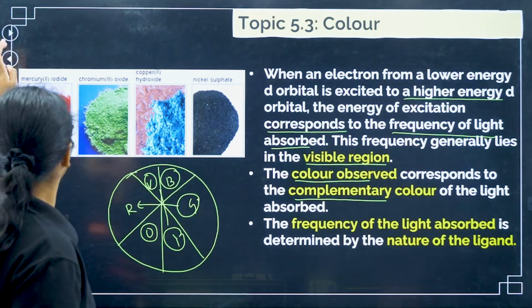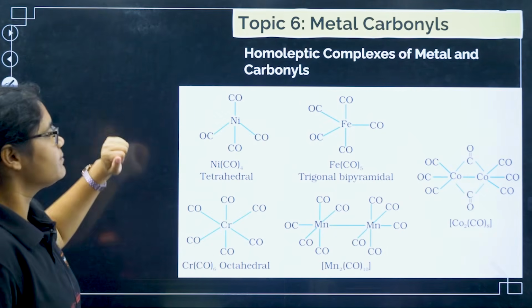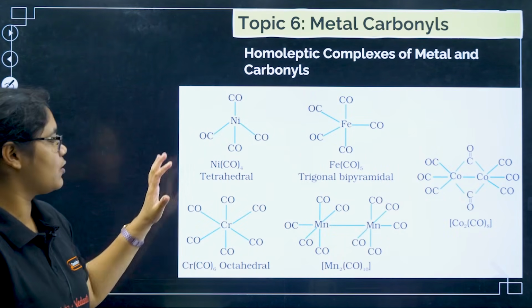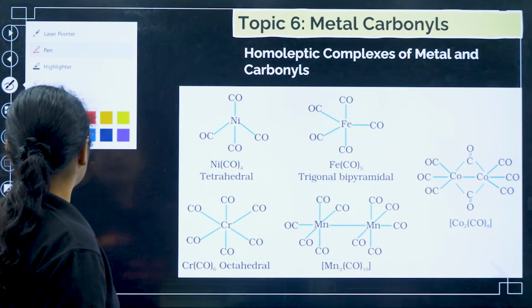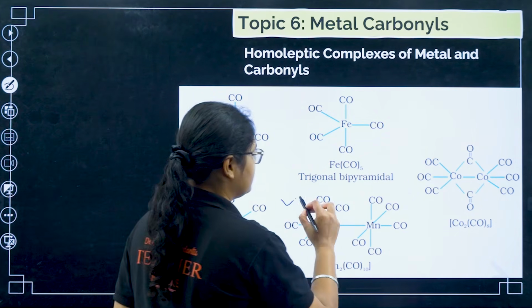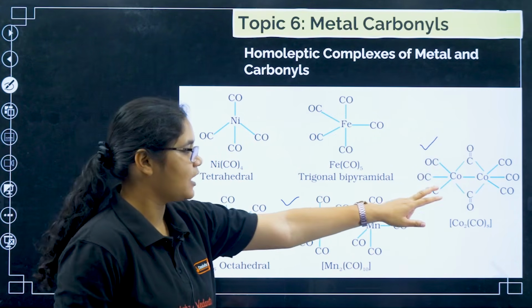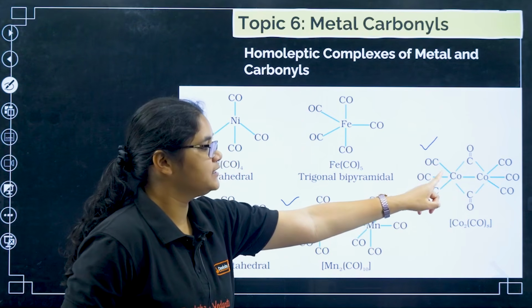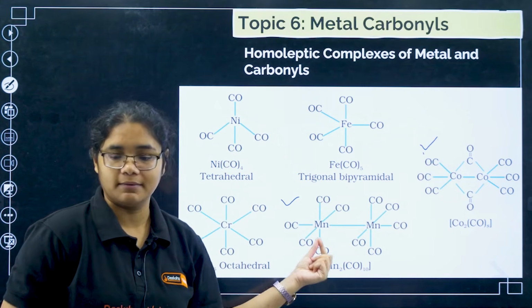Next we have something called metal carbonyls. The homoleptic complexes of metal and carbonyl ligands are called metal carbonyls. There are many compounds like this, and you should specifically remember the structures of Mn2(CO)10 and Co2(CO)8. This structure can be asked, so they can ask how many Co-Co bonds and how many Co-C carbonyl bonds there are. So you have to remember the structure.